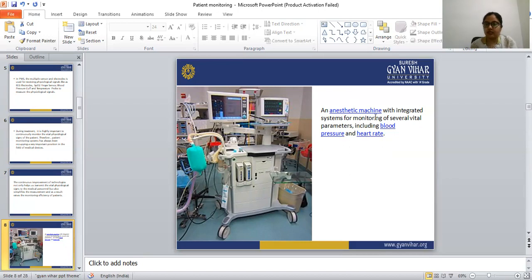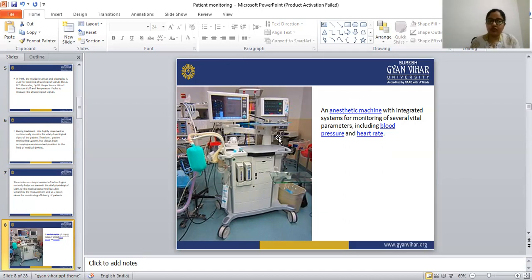This is an anesthetic machine, the anesthetic machine with an integrated system for monitoring of several vital parameters, including blood pressure, heart rate, and so on. So this is the anesthetic patient monitoring machine, with an integrated system with several parameters. You can monitor several parameters with the help of this machine, including blood pressure, heart rate, pulse rate, and oxygen saturation rate. All of these we can measure with the computerized patient monitoring system.